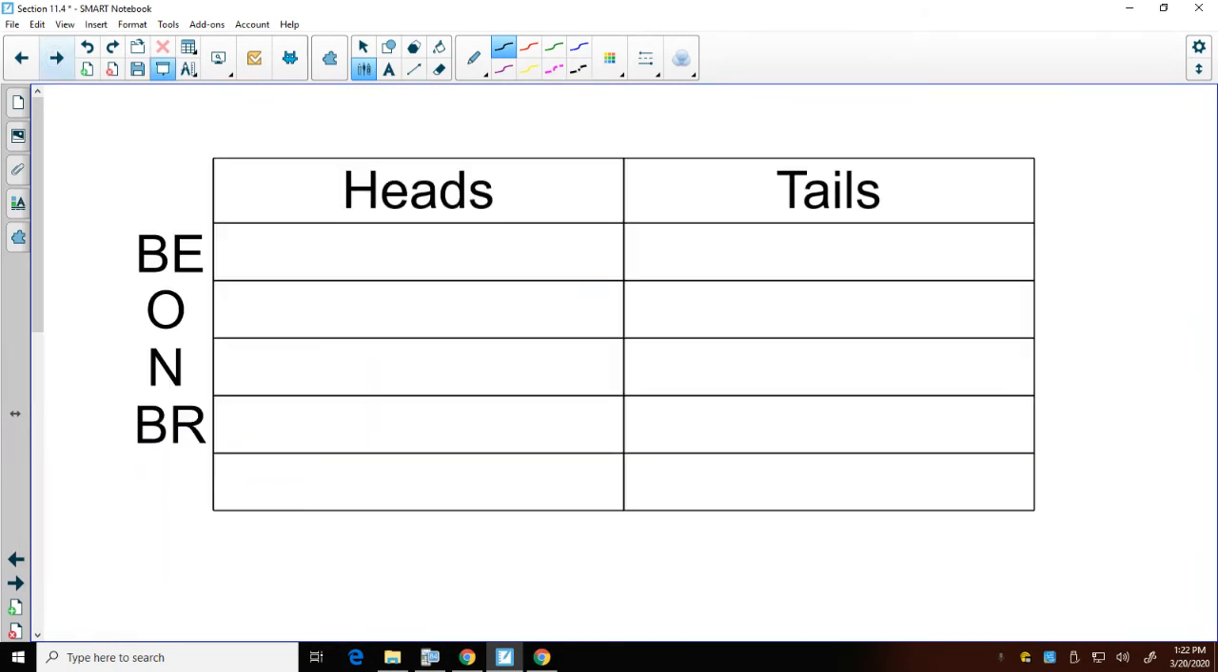Okay. So I've got a blank table here. And I did an experiment with my wife, that's the BE, Becky, and then my oldest daughter, Olivia, then Natalia, and then myself.